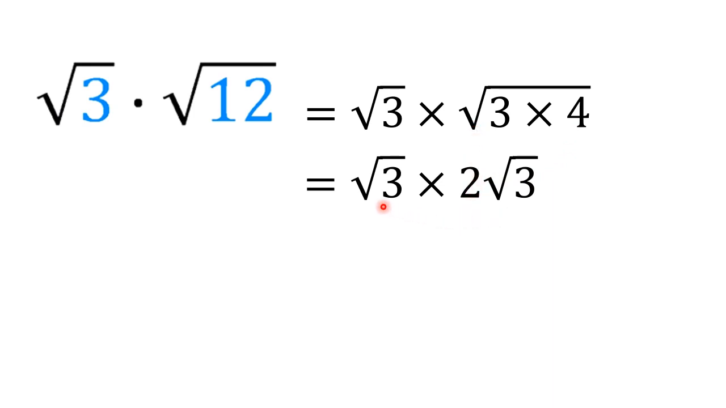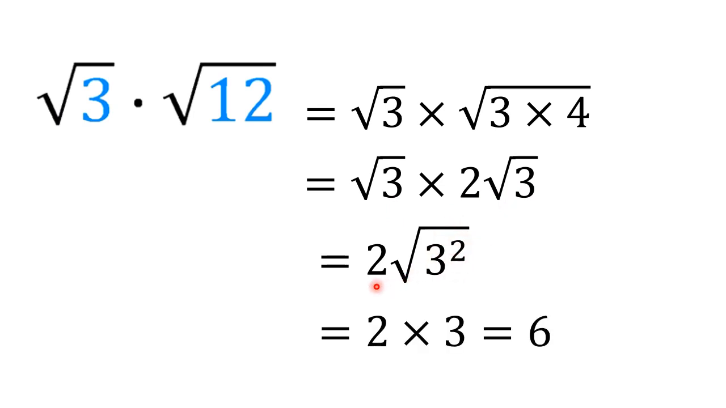And now we will multiply those two radicals together. So the outside together is 1 times 2, and the inside together is 3 times 3. Now, 3 is the same, so it is 3 squared, and the square will cancel the radical, so we will have 3 times 2, which equals 6.